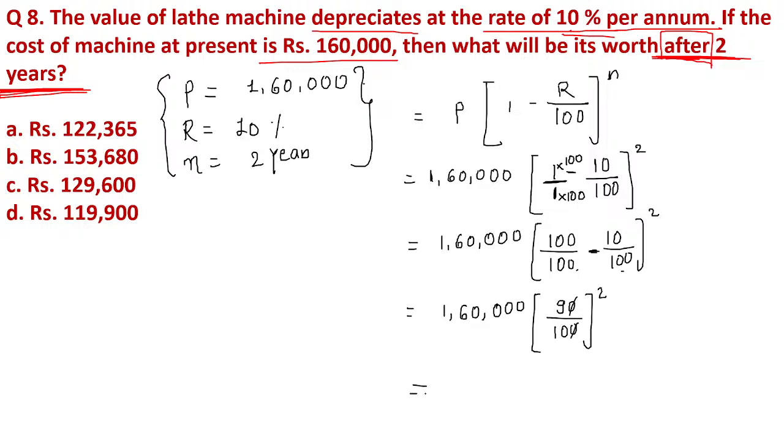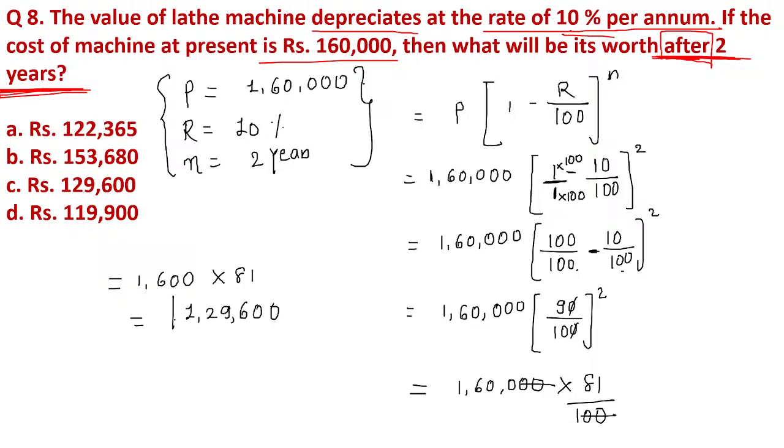Zero, zero got cancelled. 1,60,000 into what is the square of 9? 9 nines are 81. 10 squared is 100. Zero, zero got cancelled. What is left? 1,600. That is 1,600 into 81. If you do the calculation, you will get the answer. So 1,29,600 is the correct answer for the given question. Option number C is the correct one.